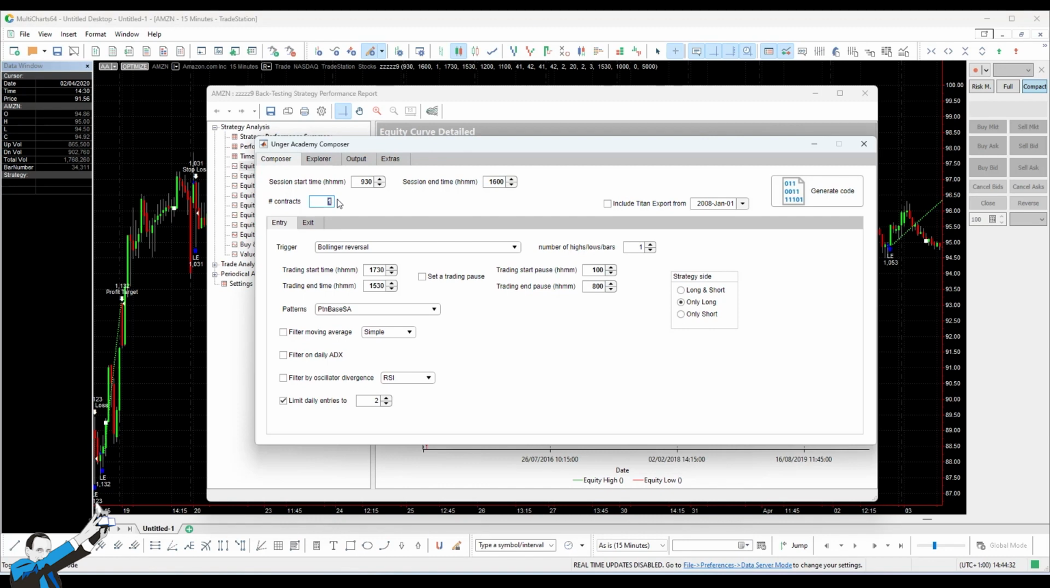Number 3, how much capital could be defined here. And here we see the number of contracts, but we could also distinguish it as the number of shares. Or we could adjust this by also defining the capital per single trade.